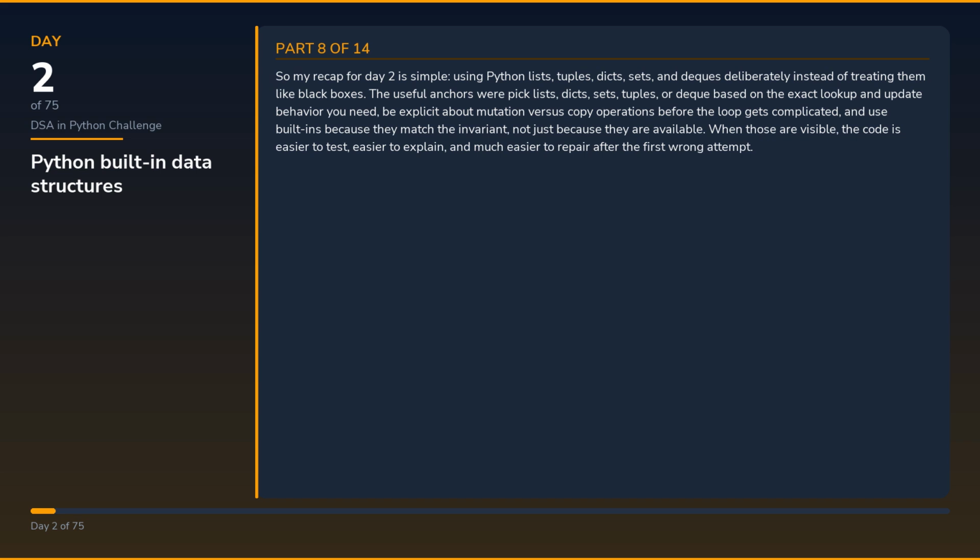Using Python lists, tuples, dicts, sets, and deques deliberately instead of treating them like black boxes. The useful anchors were: pick lists, dicts, sets, tuples, or deque based on the exact lookup and update behavior you need. Be explicit about mutation versus copy operations before the loop gets complicated, and use built-ins because they match the invariant, not just because they are available. When those are visible, the code is easier to test, easier to explain, and much easier to repair after the first wrong attempt.